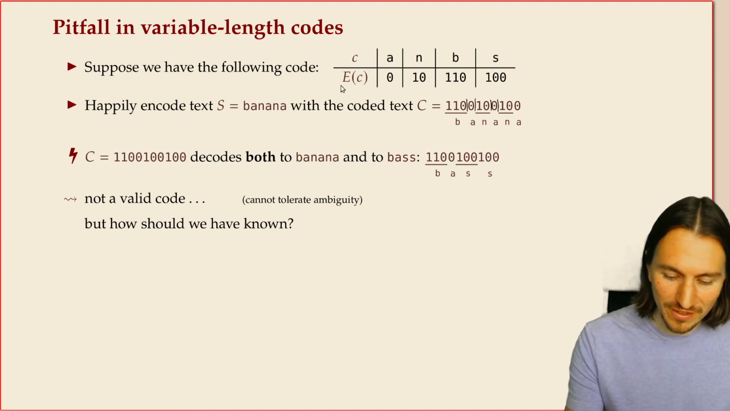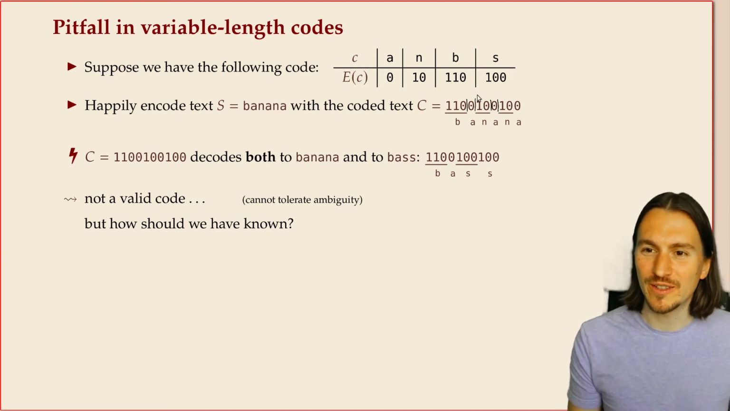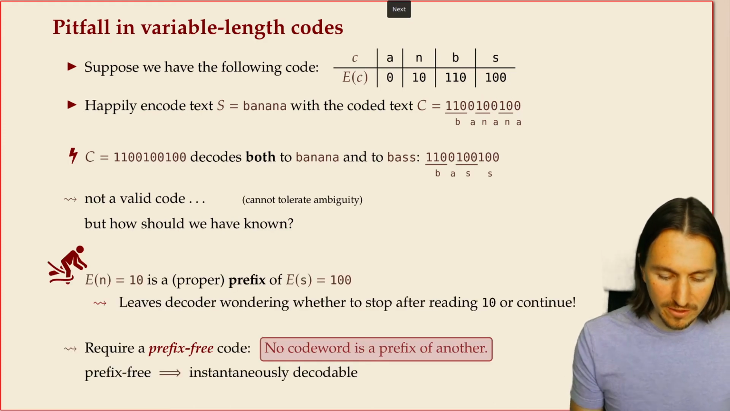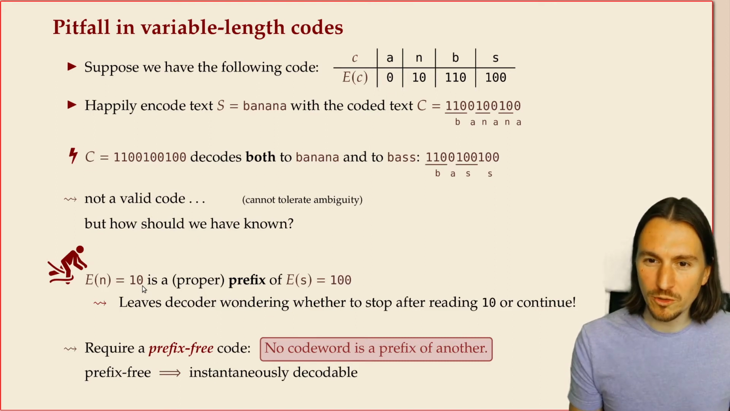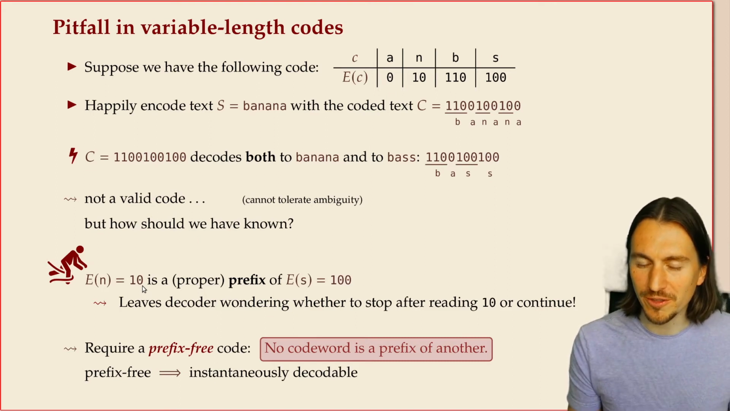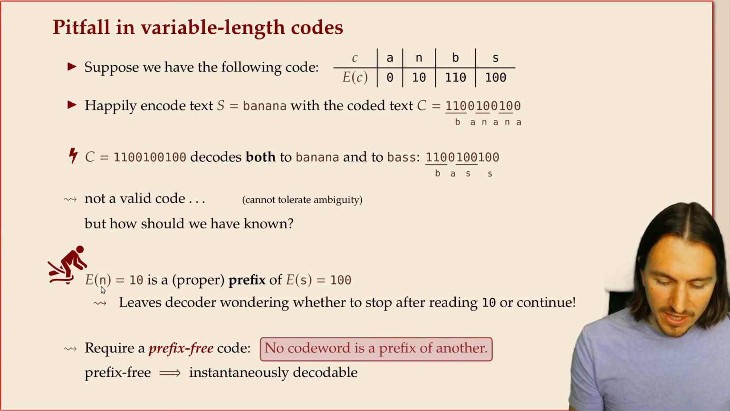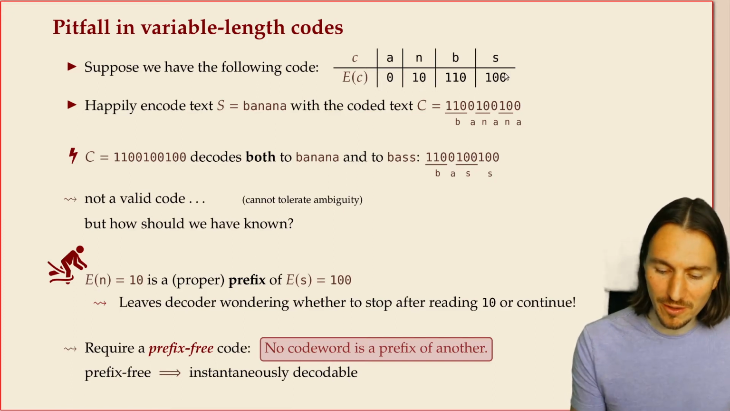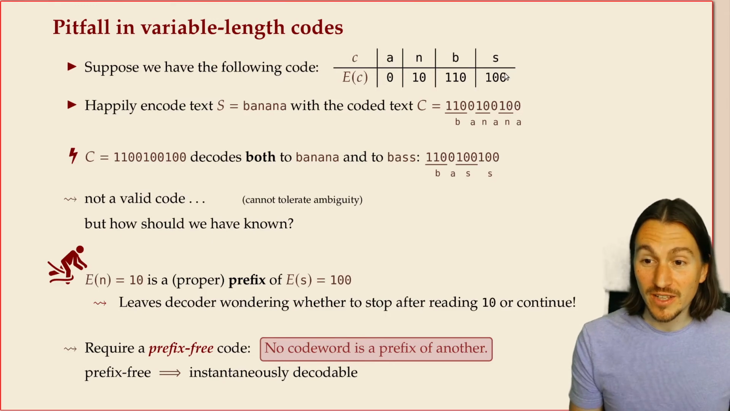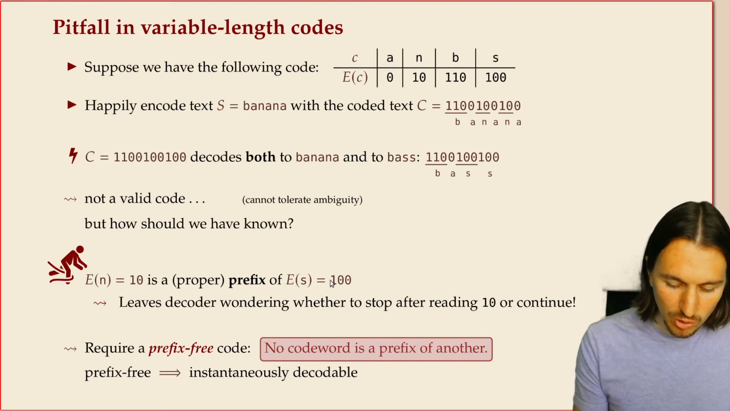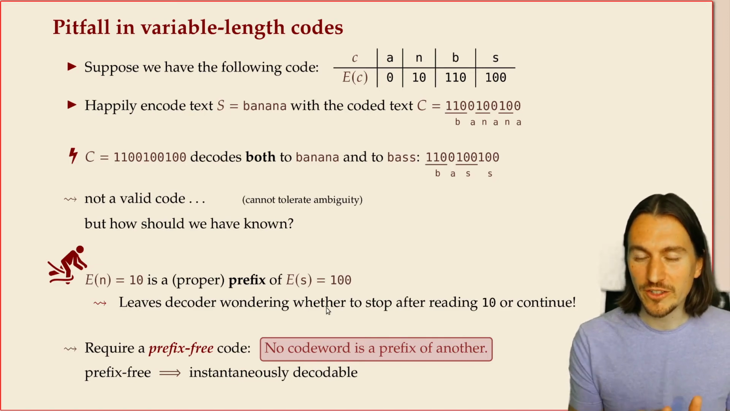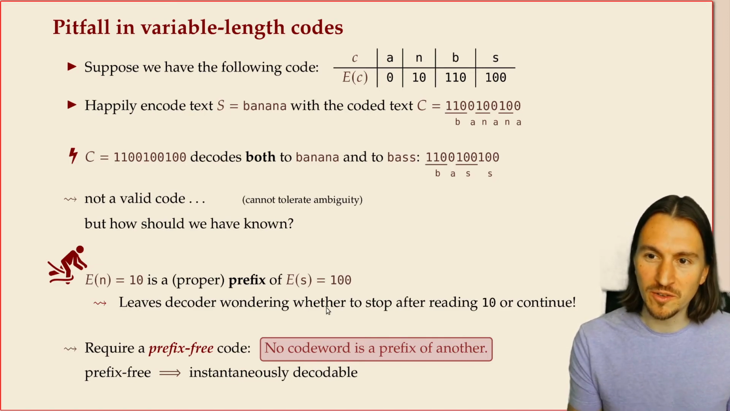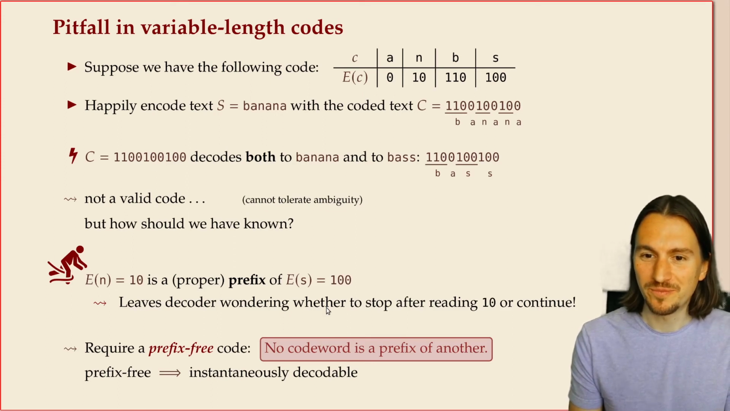So how can we avoid problematic codes like this? We don't really want this. This is a bad code. How can we recognize this? We can recognize it because one code word is a prefix of another code word. And in this case, the code word for N is a prefix of the code word for S. And so whenever we read the code word for S, the decoder is left wondering whether it should actually stop at 10 and decode it as an N, or continue and decode it as an S.